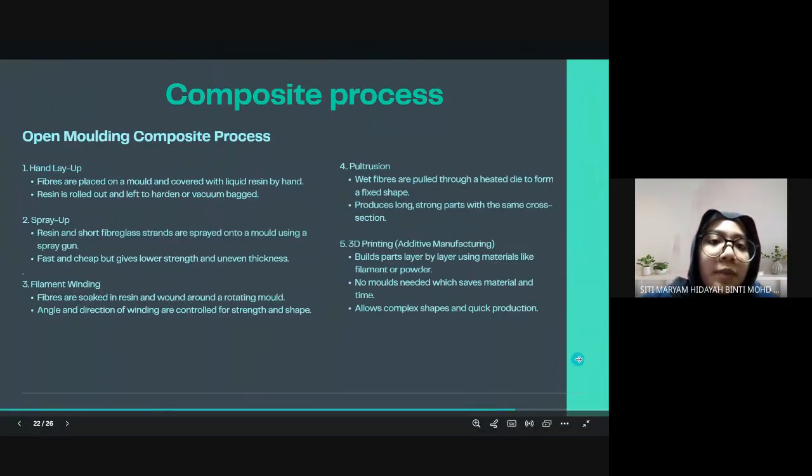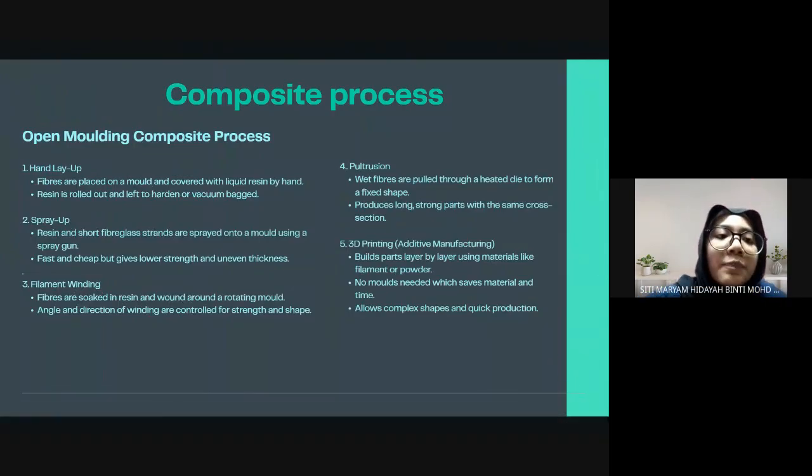Now, I will be presenting about the open molding composite process. It has 5 steps. The first one is hand layup. The fibers are placed on a mold and covered with liquid resin by hand. Then the resin is rolled out and left to harden or vacuum bagged. So hand layup is actually a simple and low cost method, but it also needs high skill. It is also used for both basic and detailed composite parts.